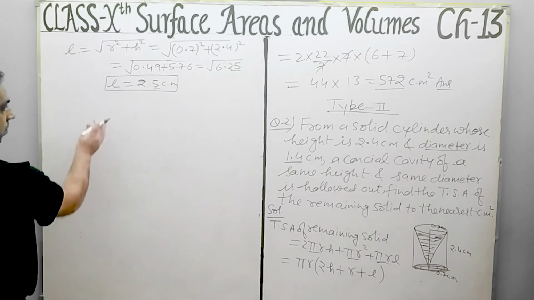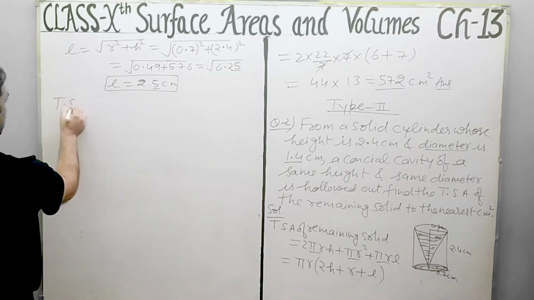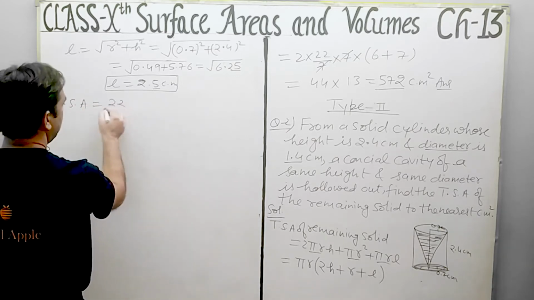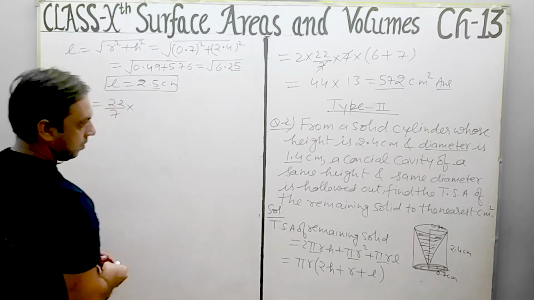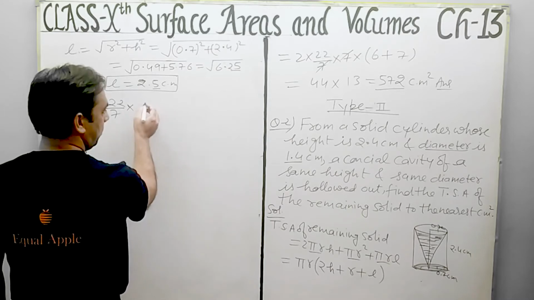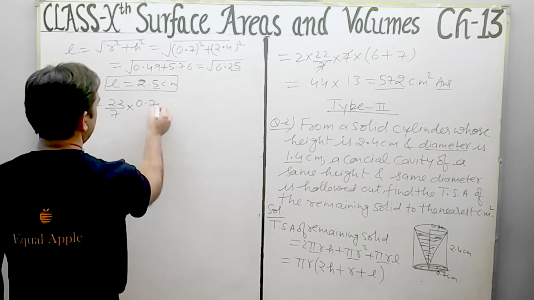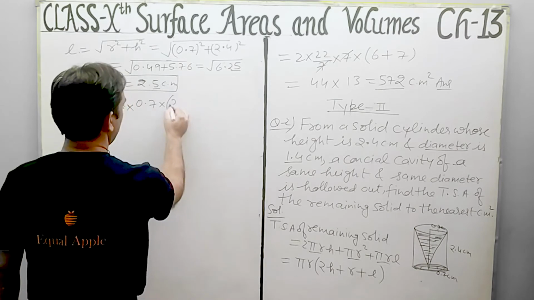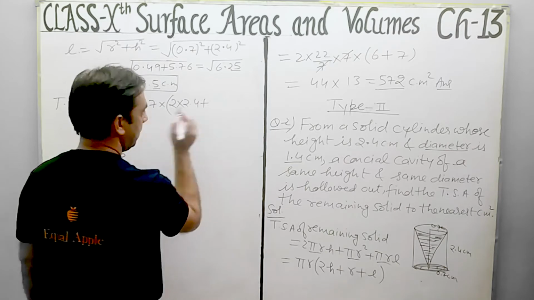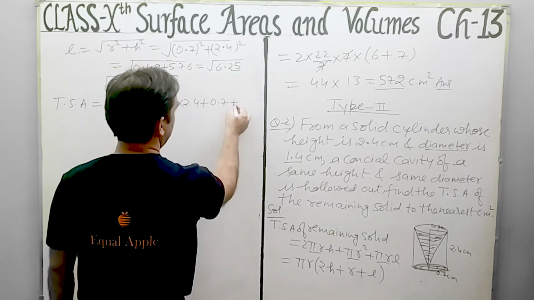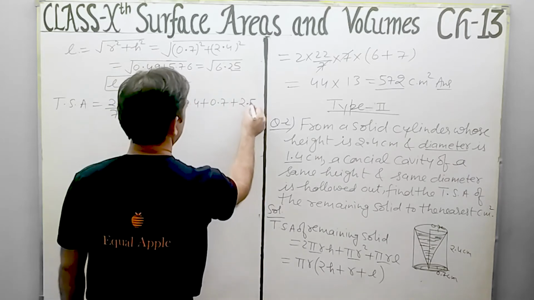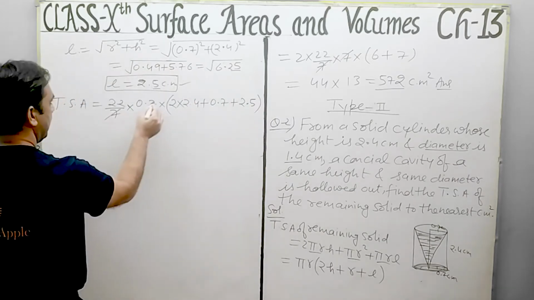So, now we will put the values in the formula. Total surface area. Value of pi 22 by 7 because it is not given in the question. So, we will take 22 by 7. R is 0.7 and 2H, H is the same 2.4, plus R, which is 0.7, and plus L, this is 2.5. Now, we can cancel it out.